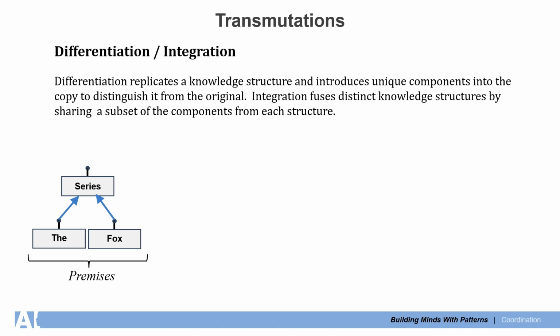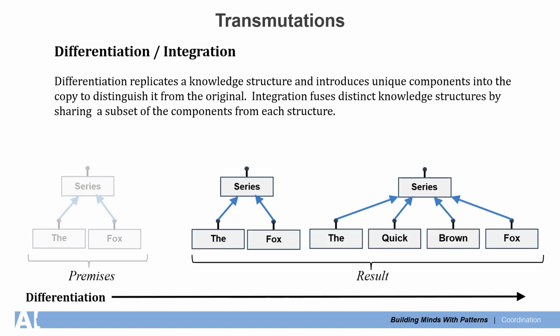So if we have premises, the fox, we can have a result series, the fox and the quick brown fox. The fox has been differentiated into the quick brown fox.